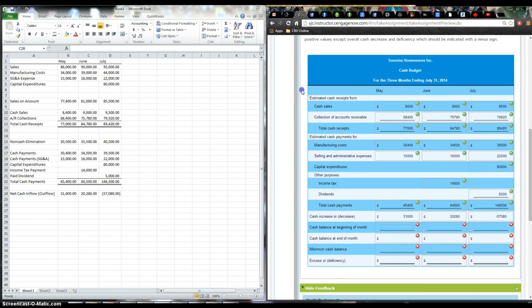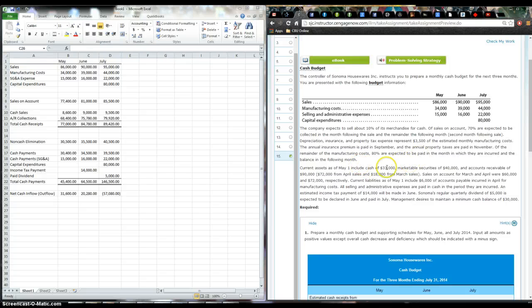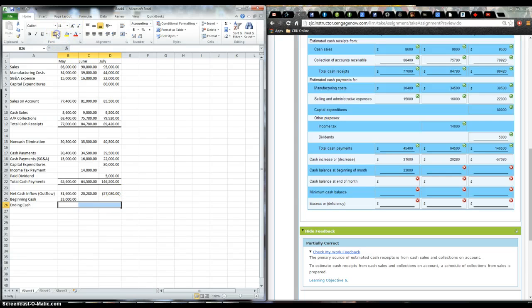So our cash at the beginning of the month, well, what does it tell us? We start the month with how much cash? We started with $33,000 of cash. So 33,000. So our balance at the end of the month, beginning cash, 33,000. Ending cash, we'll do this, will be 64,600, and that will be our beginning cash for the next month, and so on.